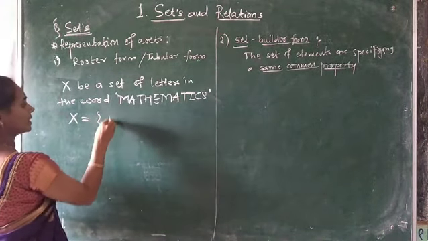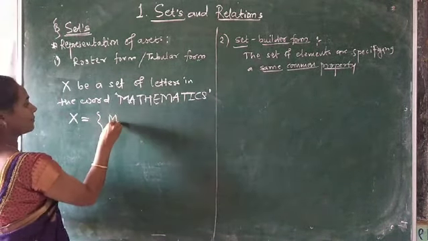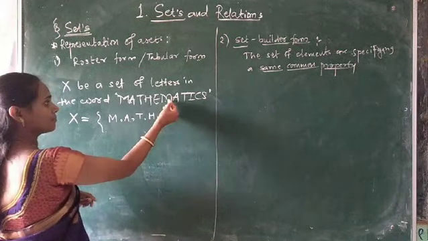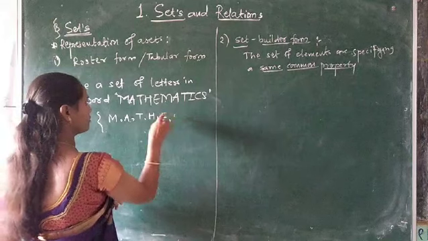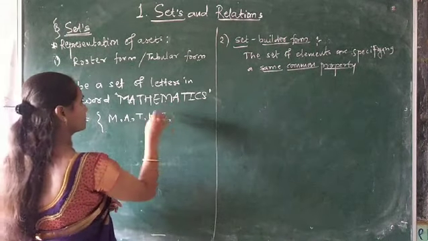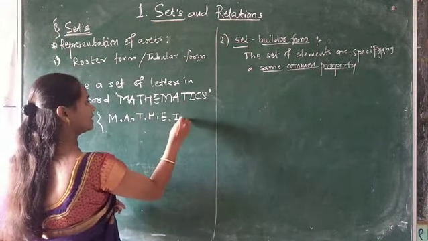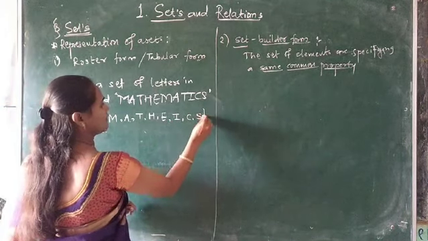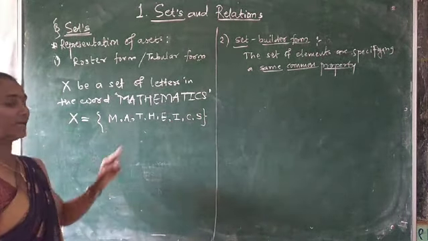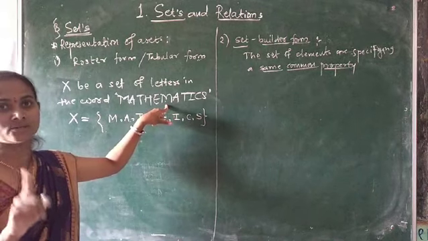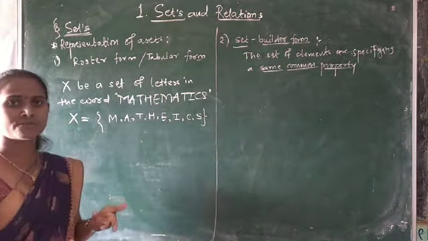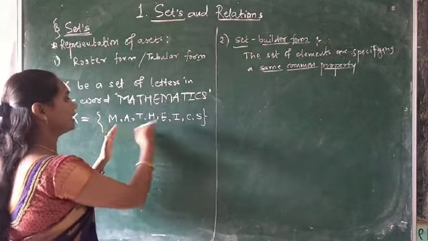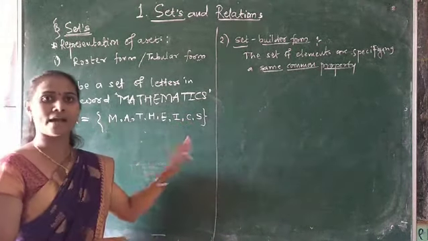So first I am writing M, then A, T, H, E. Again here is M, but we have written M already, so we don't write M. Now again we have M, A here. Again this T is here. Now write I, C and S. Remember that if an element is repeated, then write it only once. This is roster form. What is meant by roster form? Write the elements in curly brackets and separate them by commas.